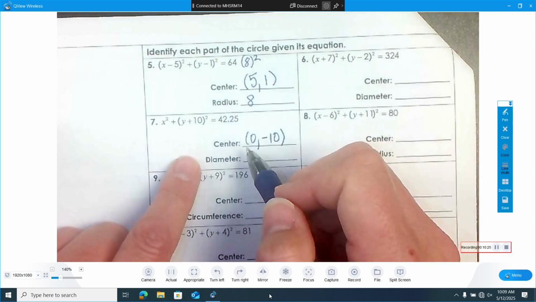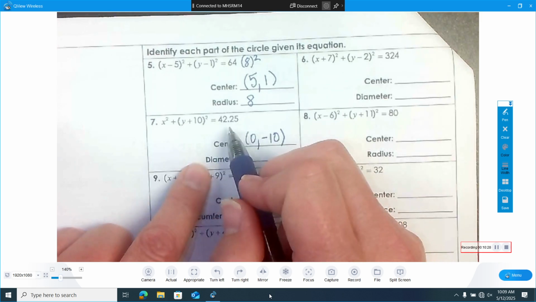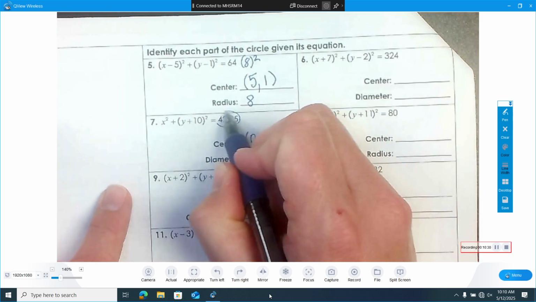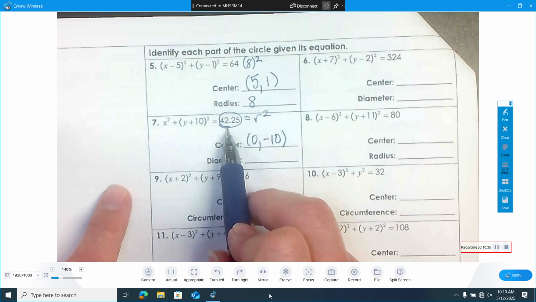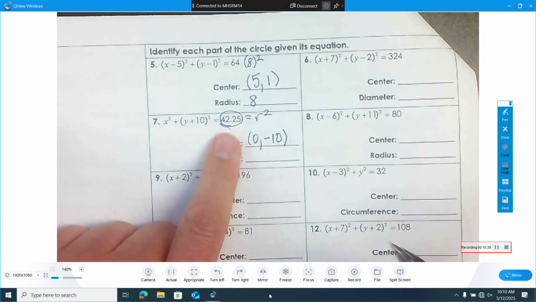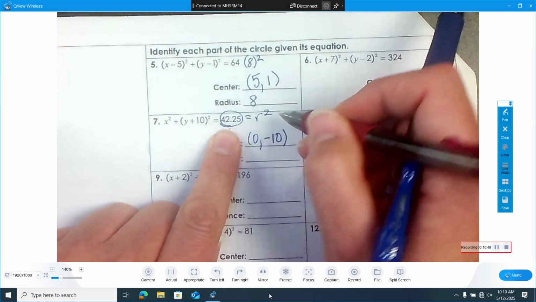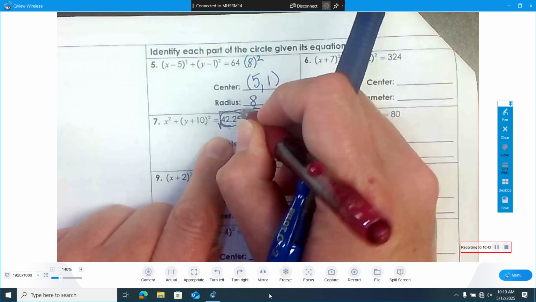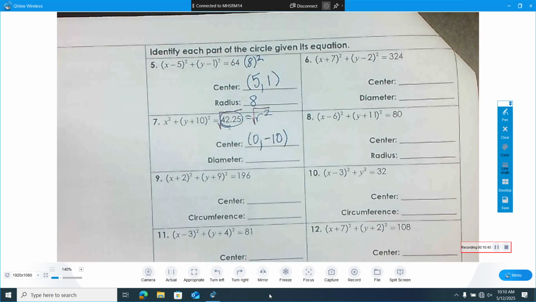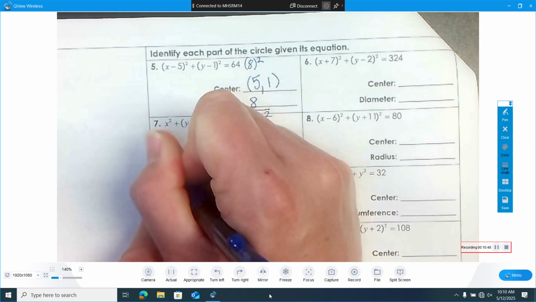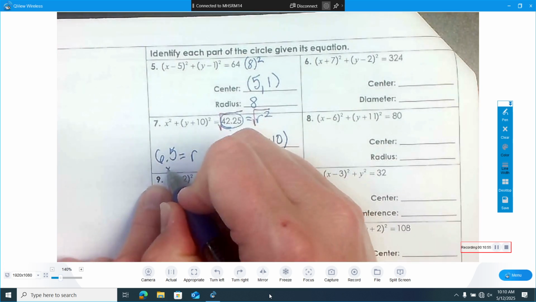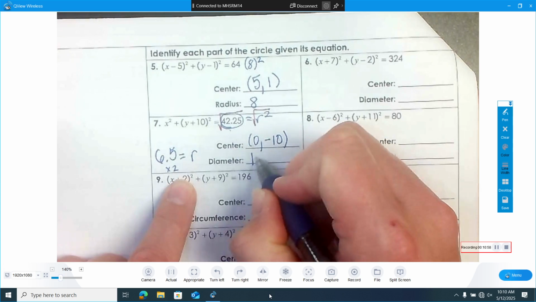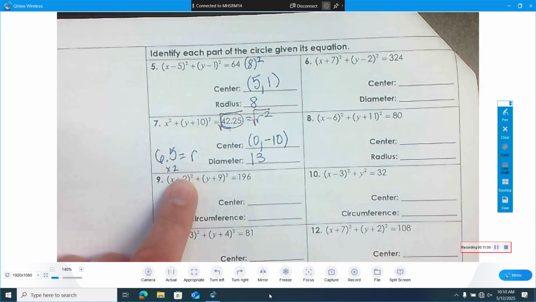How do we figure out, oh, this one's the diameter. I guess I need to figure out the radius. How are we going to figure out the radius for this one? Square root it. Very good. So we know that 42.25 is supposed to be my radius squared, so we're going to square root both sides. And so we get r equals 6.5. Beautiful. How do we find the diameter? Multiply it by 2. Yeah, times it by 2, and we get 13 for the diameter.